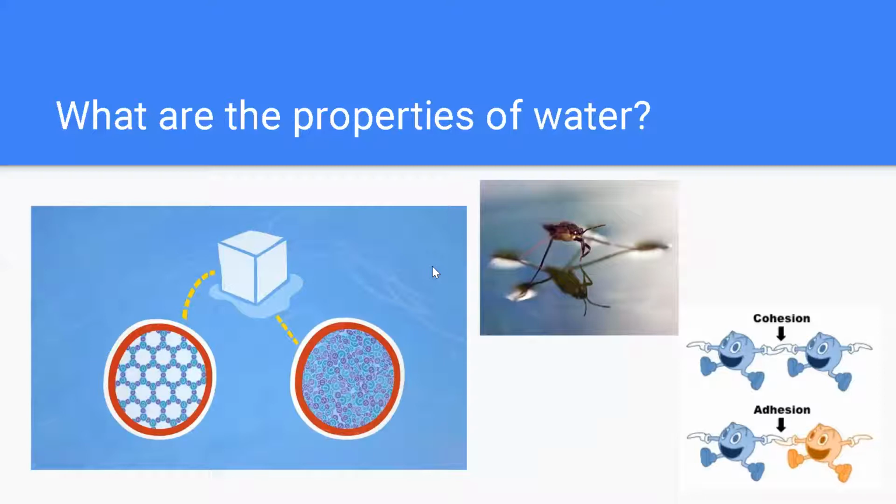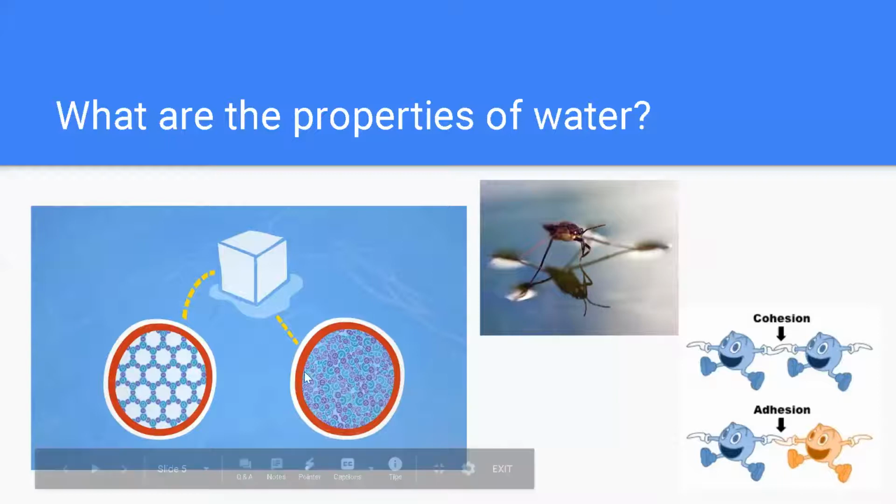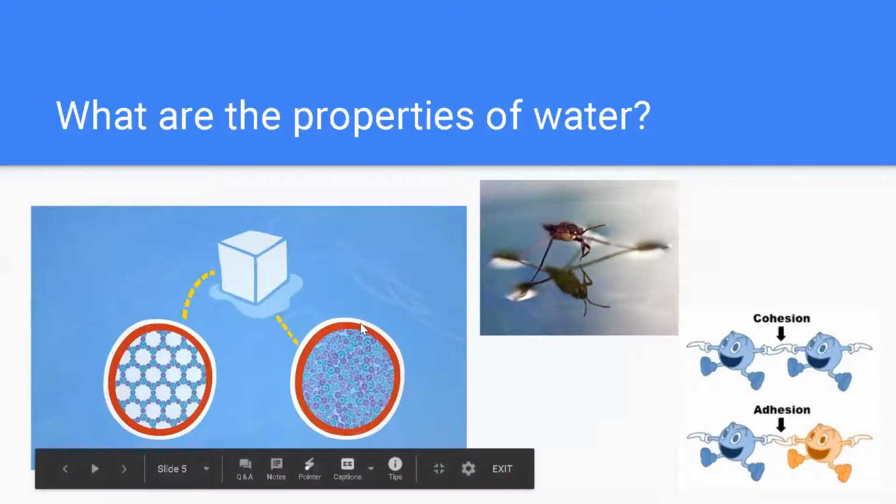So the main idea here, guys, is that this is why ice floats in water, because ice is less dense. There are less water molecules in this space than there are in this space. There's less water molecules in a solid than in a liquid. Liquid water is more dense than solid water. So really interesting though, guys, for you guys to see the structure here.